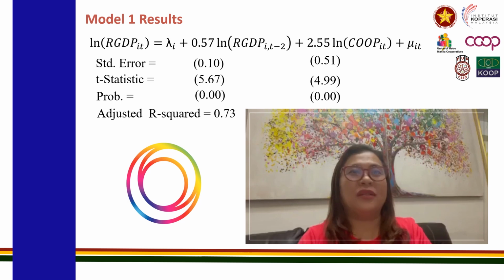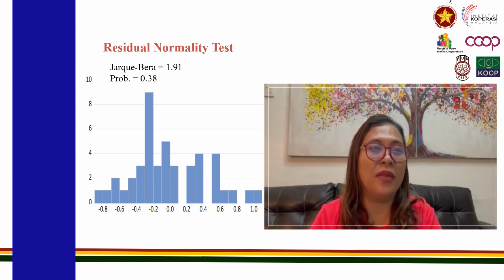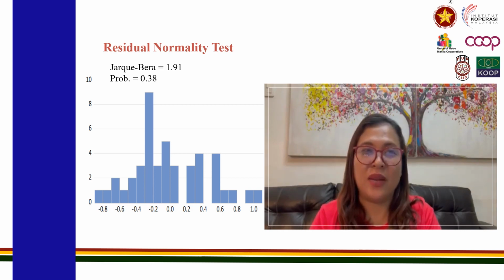For Model 1 results, co-op shows a significant impact on regional RGDP. That is, the 2.55 coefficient has a T statistic value of 4.99, which is significant at the 0.01 level. For residual normality tests, under the null hypothesis of a normal distribution, the Jarque-Bera statistic of 1.91 with a probability value of 0.38 concludes acceptance of the null hypothesis of normal distribution of the residual.